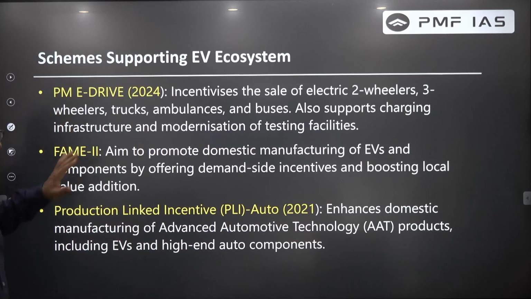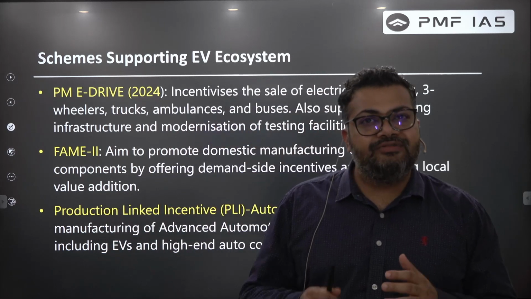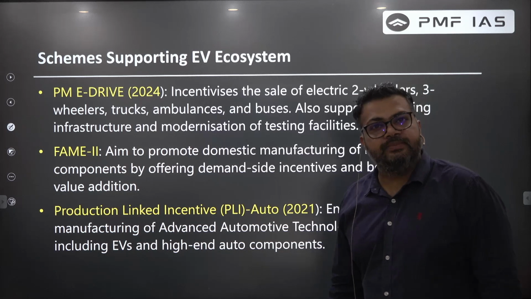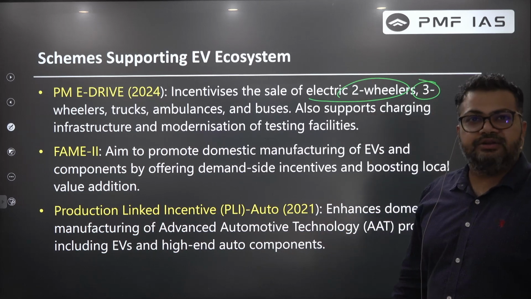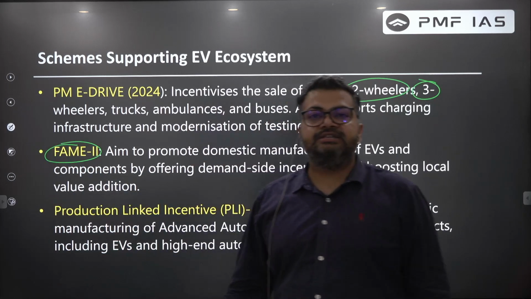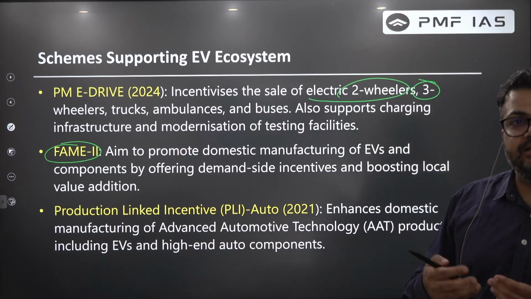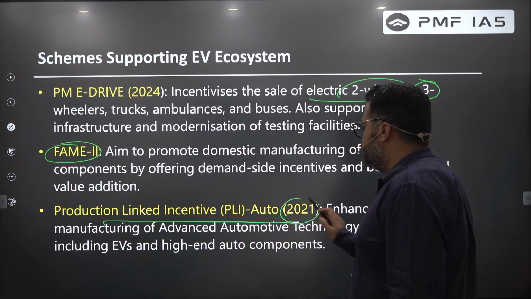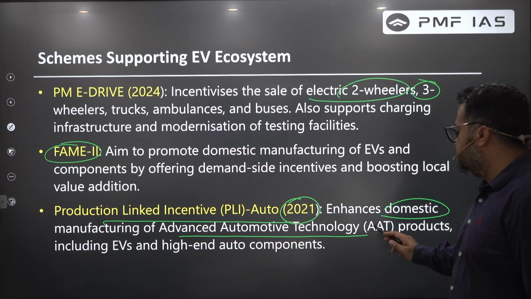Then guys, these are other schemes. This is not the only scheme that we had for promotion of electric vehicles in the country. We have other schemes as well, like the PM E-Drive. In 2024, the Prime Minister of India unveiled it. This was basically to promote sale of electric two-wheelers and three-wheelers, trucks, ambulances, buses, right? Then we have FAME, faster adoption for manufacturing of hybrid and electric vehicles. The second phase of the FAME scheme is going on, which provides production linked incentives. Then we have another production linked incentive for the auto industry in 2021. This is basically to enhance domestic manufacturing of advanced automotive technologies, AAT.